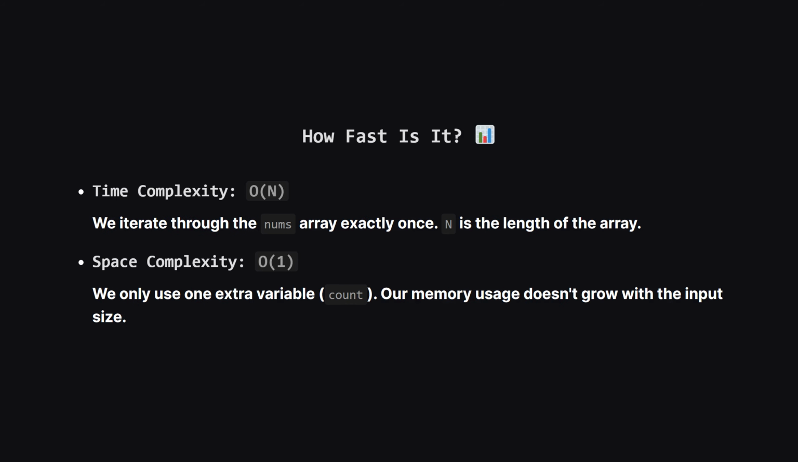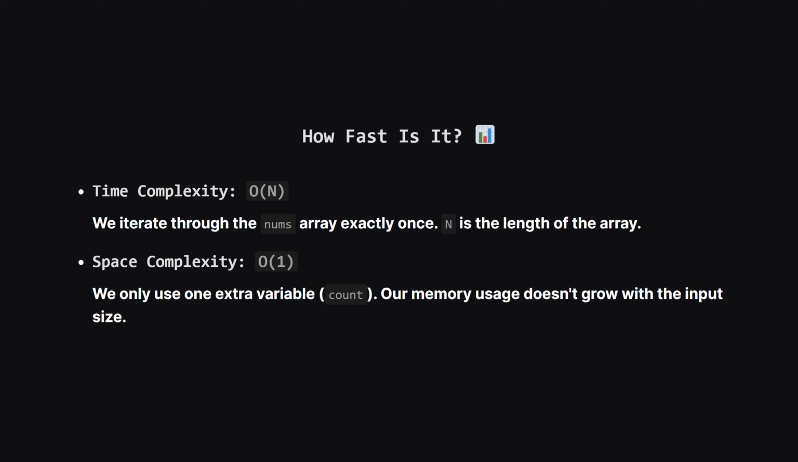So what's the performance here? For time complexity, we make a single pass through the list. That makes it linear, or big O of n, where n is the number of items in the list. For space, we only use one extra variable for our counter, regardless of how big the input array is.